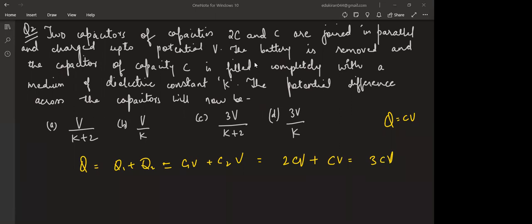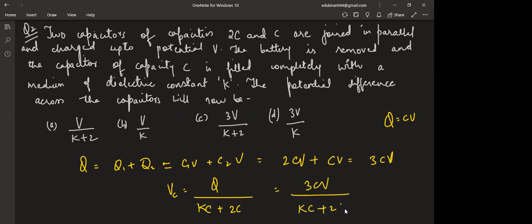So when a dielectric material is filled within the capacitor, after removing the battery, the charge remains the same but the capacitance becomes K times. Right answer, Priya. So what will be the common potential? Charge divided by K times C plus the 2C which you have. That is 3CV divided by KC plus 2C. So C will get cancelled, and we only have 3V by K plus 2. So yes, the correct option is C.